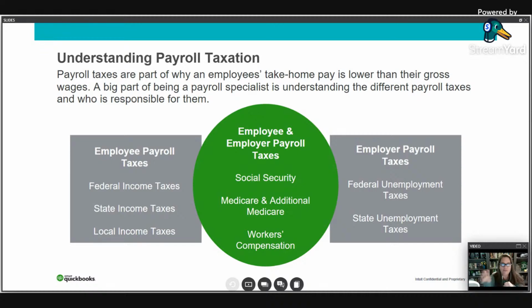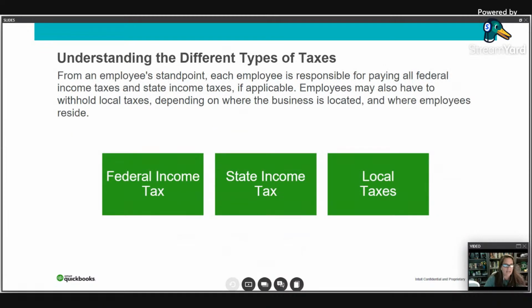And then there's employer taxes, which is going to be unemployment, federal, state unemployment. And then there's taxes that both the employee and the employer pay, and that may be Social Security, Medicare, workers' comp, things like that. So different types of taxes.